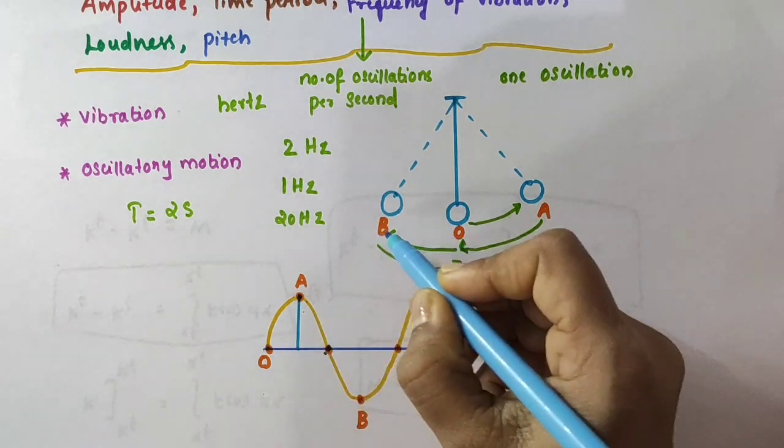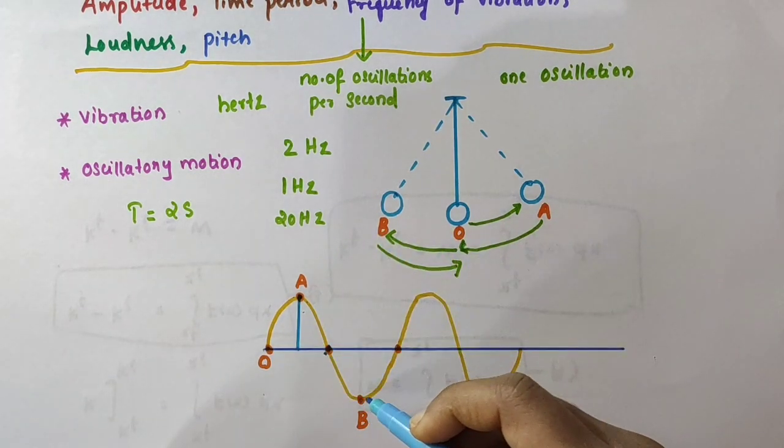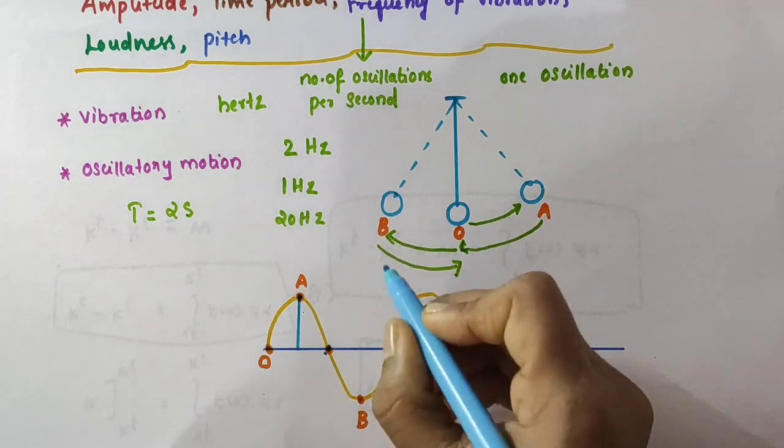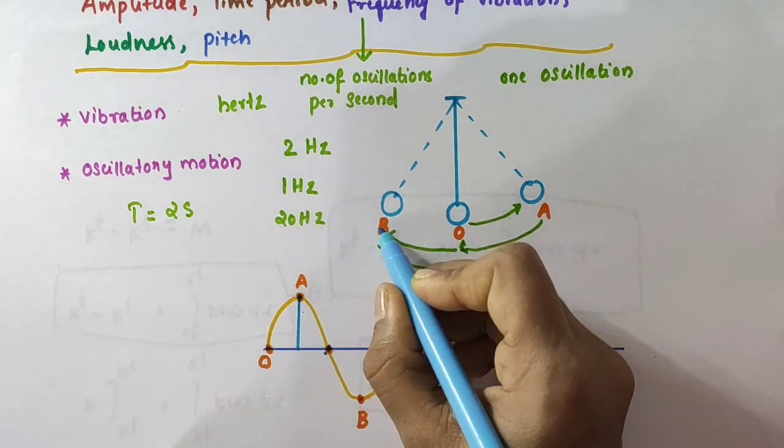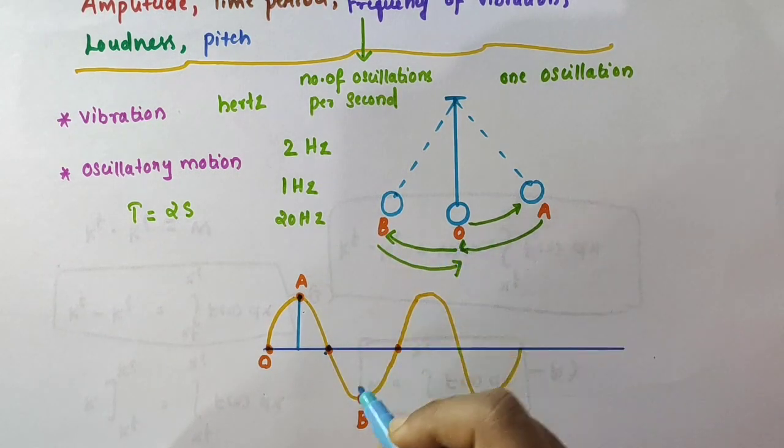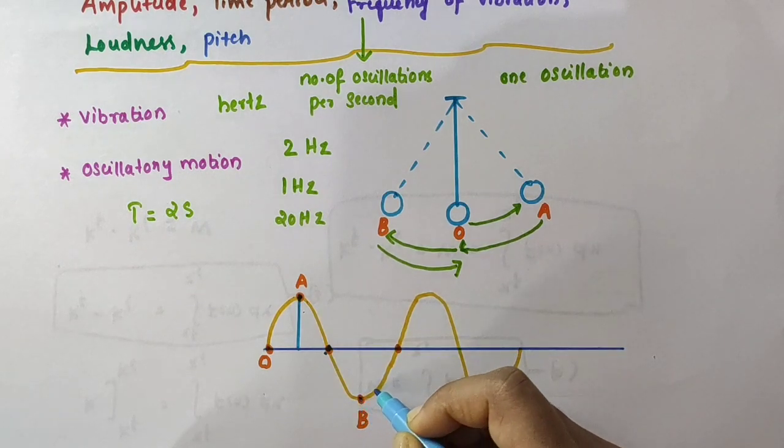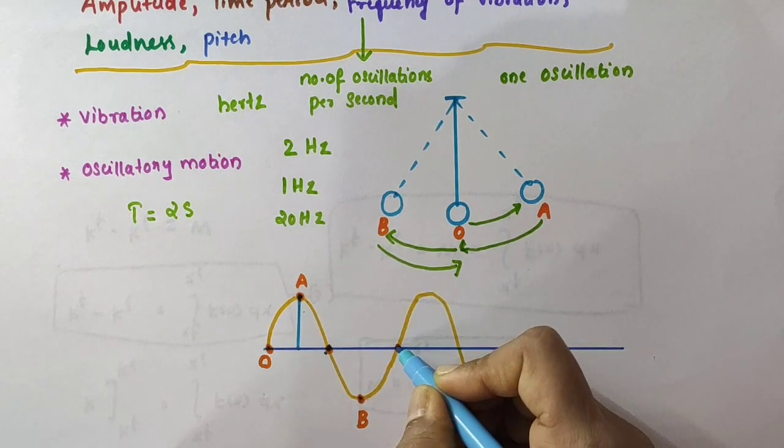So in the opposite direction. Here the wave is now drawn in the downward direction. Then after reaching the point B, it will go back to its initial mean position. So after reaching the point B, it will go back to its initial position.